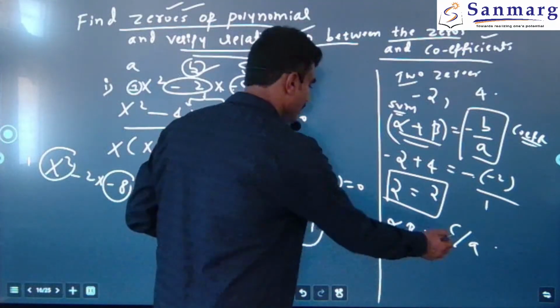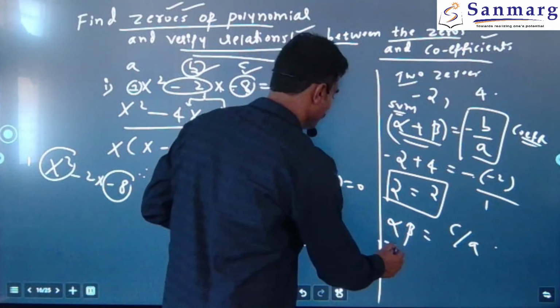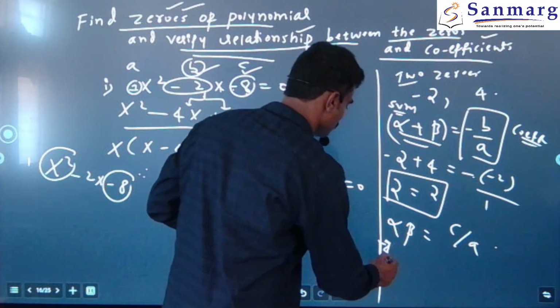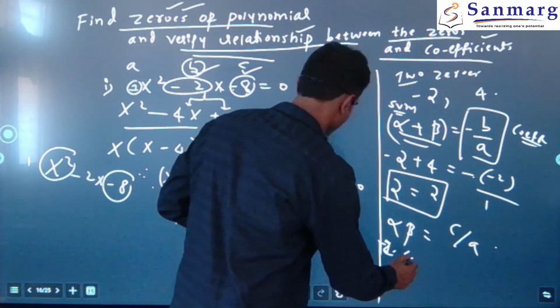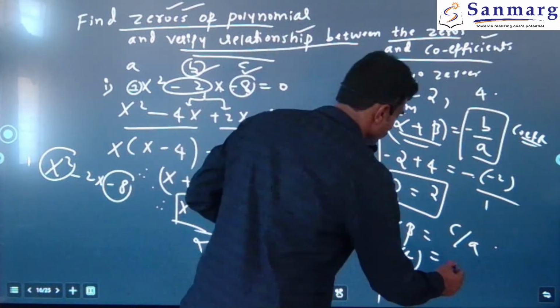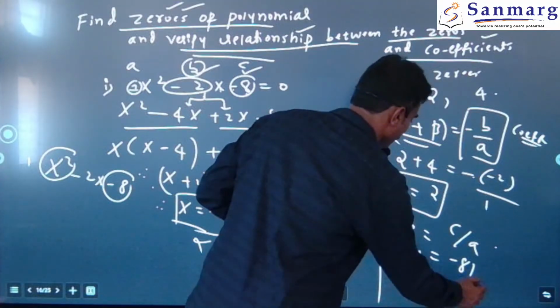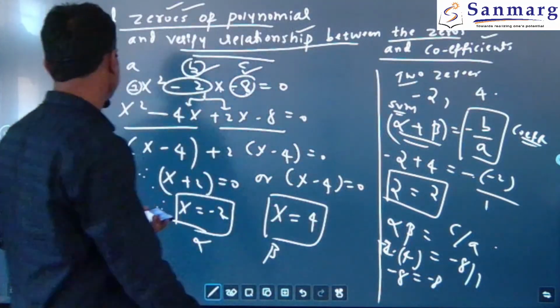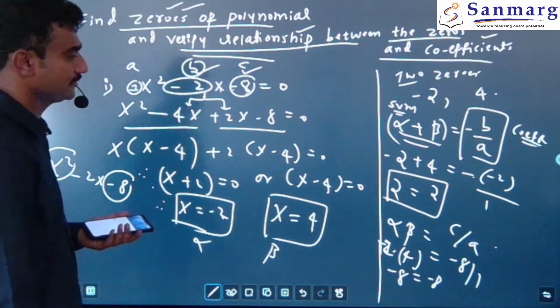So therefore alpha into beta is equal to c by a. Alpha is minus 2, beta is 4, minus 2 into 4 is equal to c by a. c by a is minus 8 by 1. So LHS will be equal to RHS, that is minus 8 is equal to minus 8.